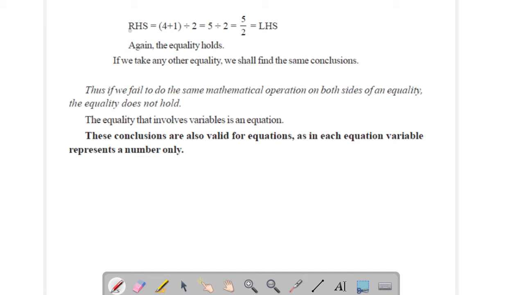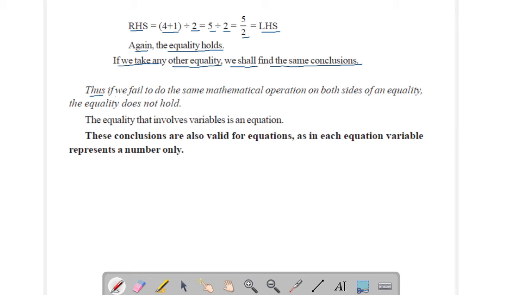Now right hand side is equivalent to 4 plus 1 divided by 2. 4 plus 1 is 5 divided by 2. This can be written as 5 upon 2. This is equivalent to left hand side. Again the equality holds. If we take any other equality, we shall find the same conclusion.